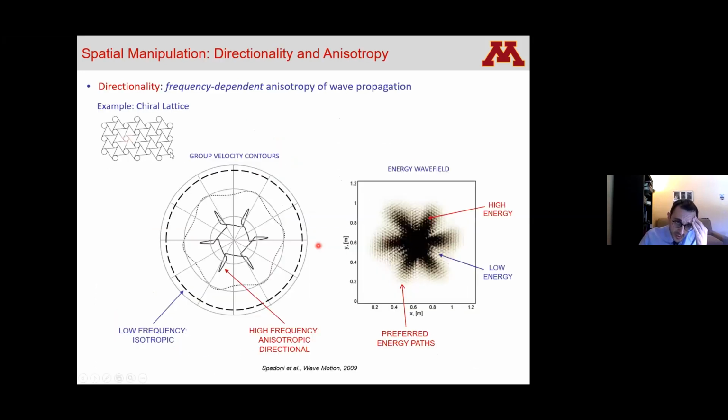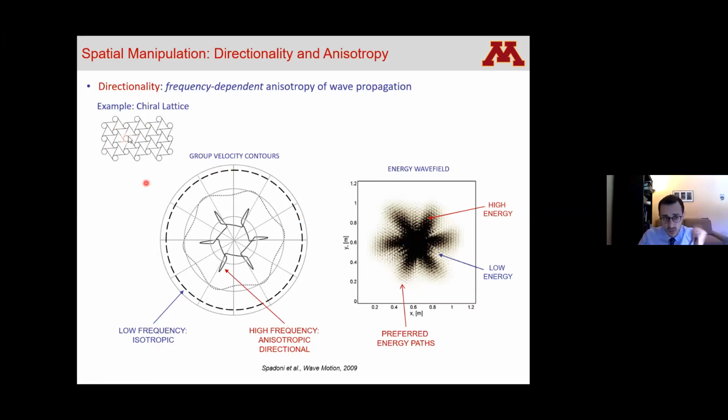Another interesting phenomenon that these periodic structures feature is known as directionality or directivity. Again, let's use this example as our benchmark example. I can build what we call group velocity contour plots. Essentially, these are polar plots where I plot the magnitude of the velocity of a wave as a function of the direction of propagation in the plane, as a function of an angle. And I see something quite interesting, that at low frequencies, the behavior is so-called isotropic. In other words, the speed of the wave is actually the same in all possible directions of wave propagation.